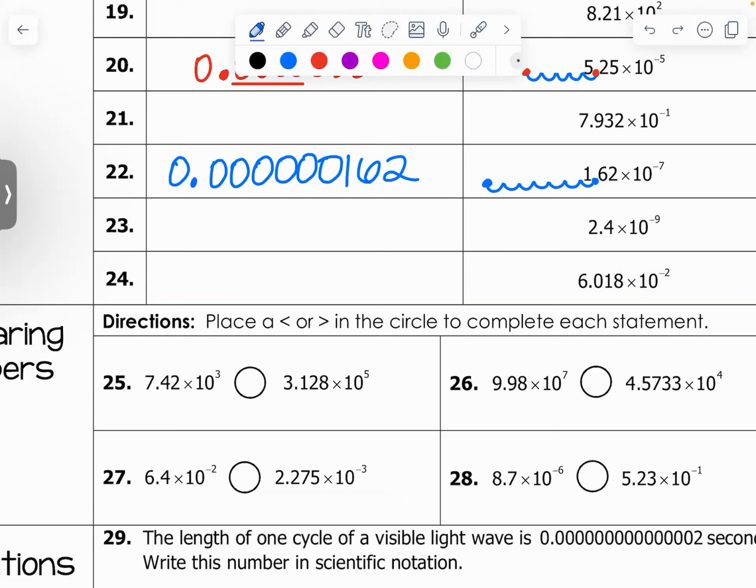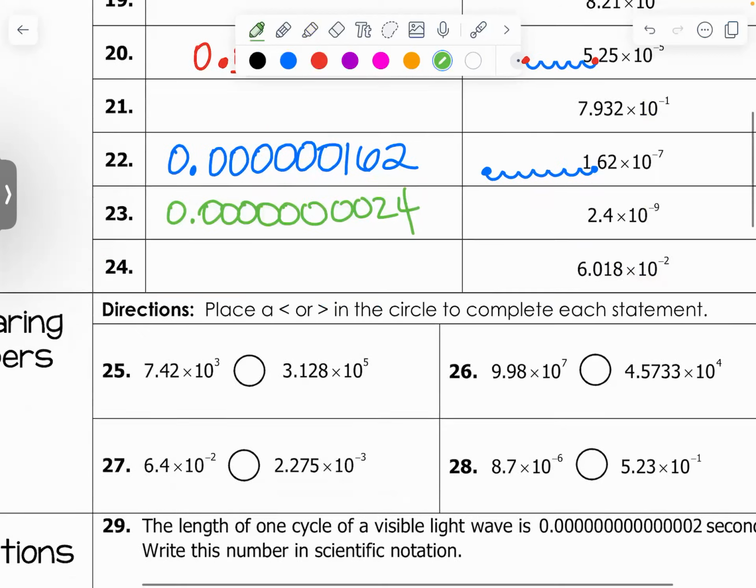Number 24. I did number 23. What did you get for number 23? 0.8024. That would be right. Okay, Tony answered 23, so I checked his answer. He's good with the answer for 23.